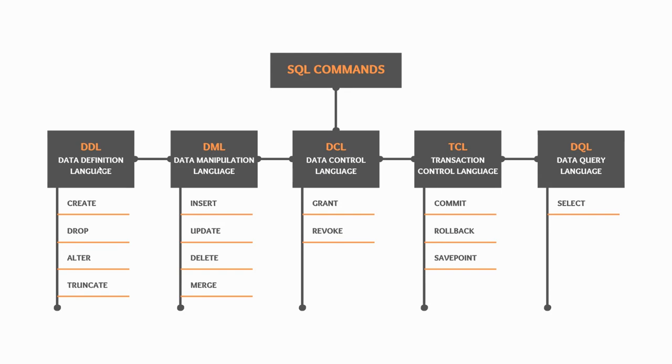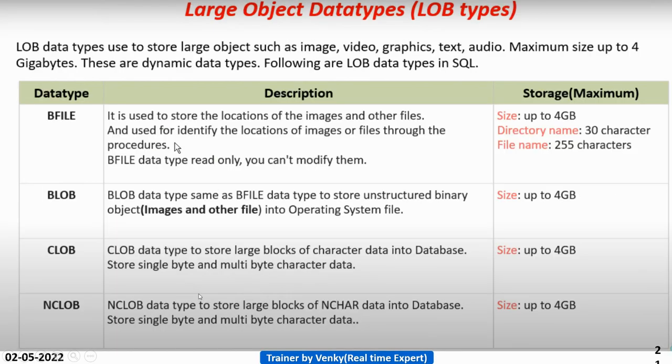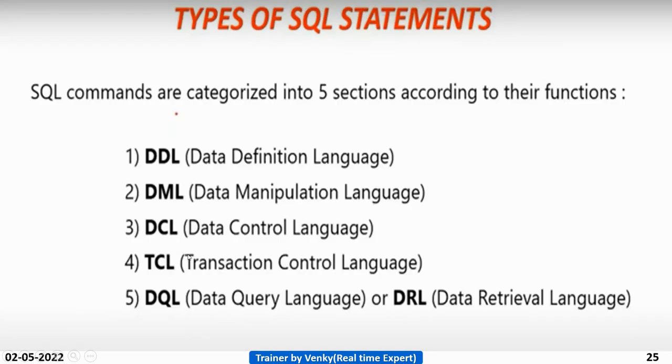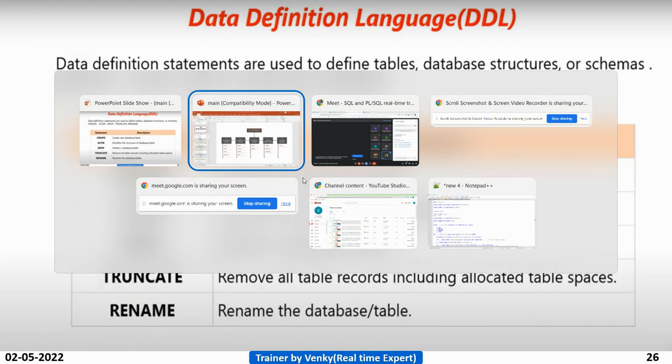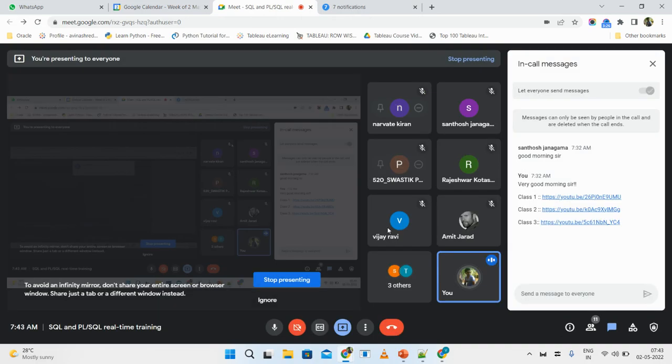There are five types of commands: create, drop, alter, truncate, and rename also, guys. Create, alter, drop, truncate, rename. So create is used to create a new database object or table. By using the create command, we can create new database objects.